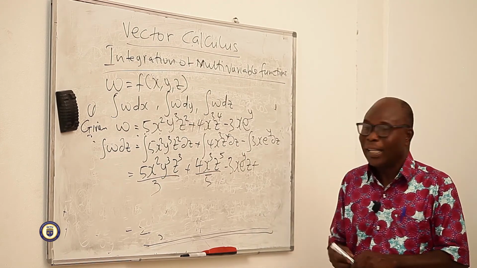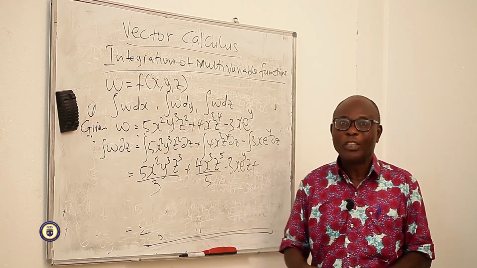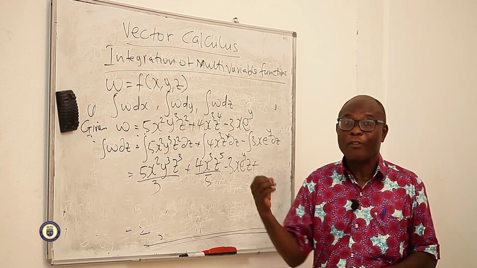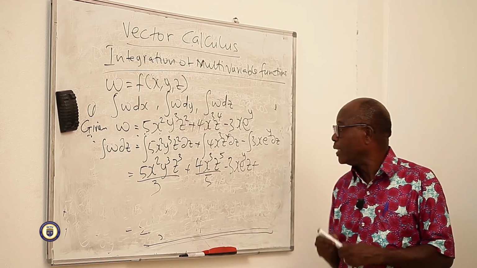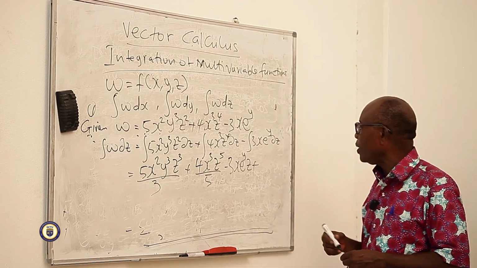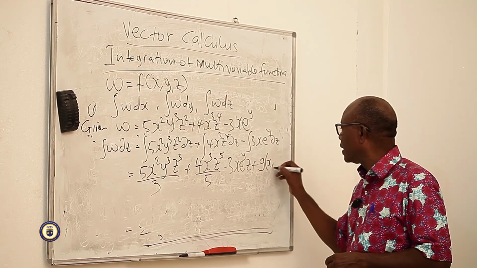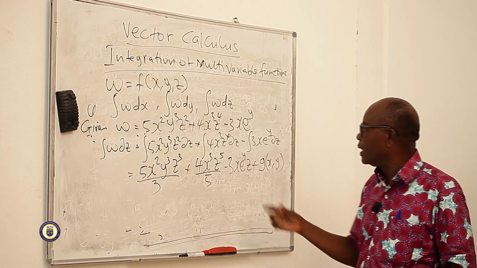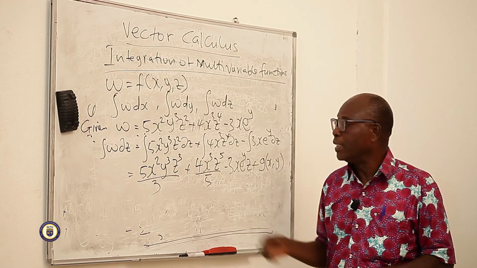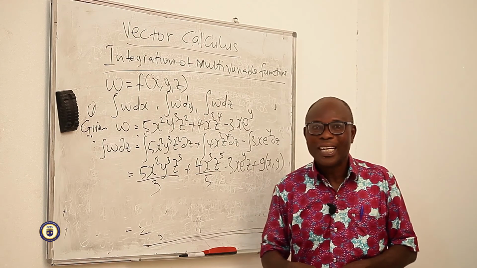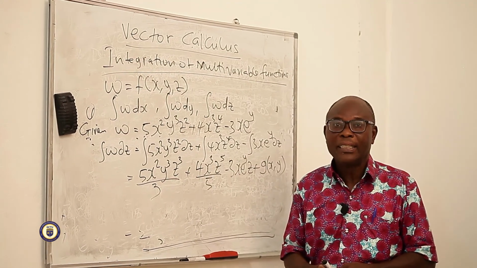And as usual, we shouldn't forget about the constant of integration. In this case, we integrated with respect to z. And so it means that all variables in x and y become our constant of integration. So we can have a function g of x and y. And so that gives us the integration using multiple variable functions. So on this note, I hope you've gotten how to integrate these functions.